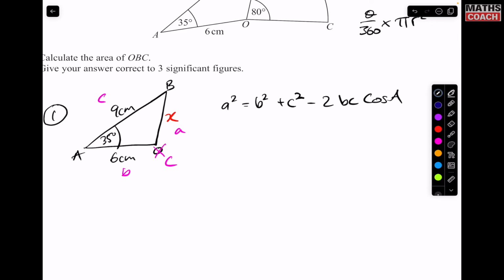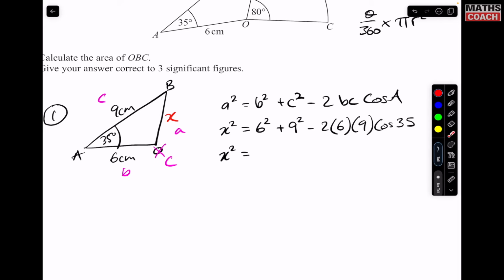Right, so a squared, what's a squared? That's my x squared, or BC or BO, whatever, yeah? b is 6 squared plus c is 9 squared minus 2 times 6 times 9 times cos the angle, which is 35. If we calculate that now, so if you have x squared is equal to, all right, be very careful, do this separately. Okay, do this separately, be careful when you're doing this.